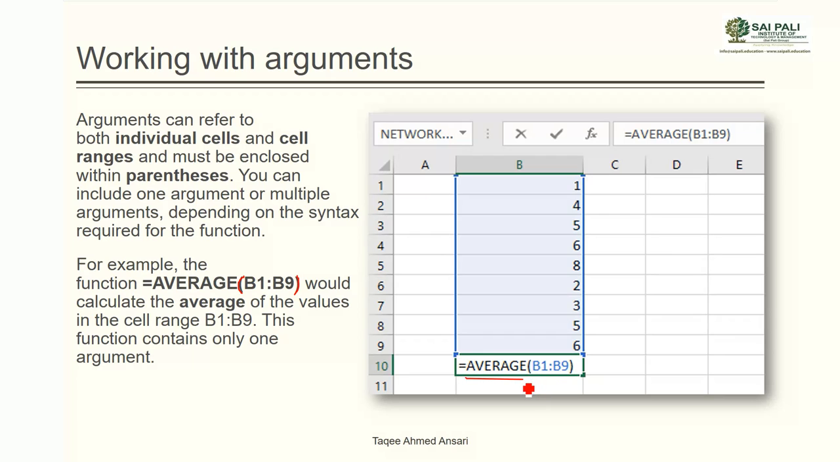Now this AVERAGE function accepts one argument. Either I can give one argument by mentioning one cell, then another cell, or I can give a range of cells. So for example, here in this image it is mentioning from B1 to B9, and this will take out the average value for all the values which you have mentioned in the range.